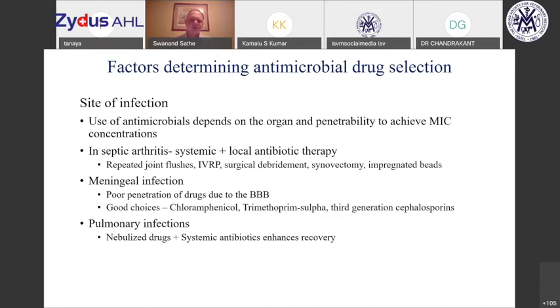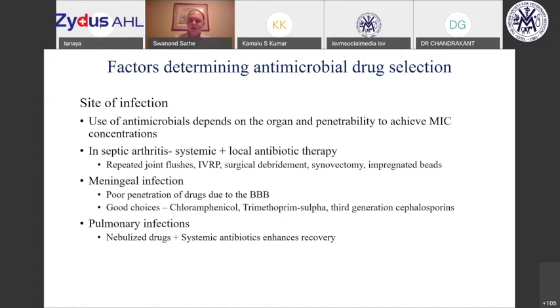If you're dealing with meningeal infections or CNS infections, you need to use drugs that can actually penetrate the blood-brain barrier. For example, aminoglycosides will affect most of the organisms that cause meningitis, but aminoglycosides do not penetrate the blood-brain barrier, and hence they are a poor choice for treating foals that have meningitis. Good choices for treating foals with meningitis could be chloramphenicol, trimethoprim sulfa, or third-generation cephalosporins.